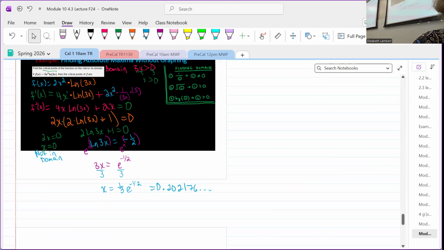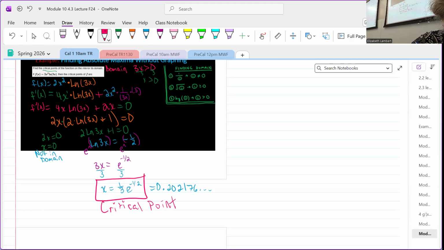So the critical point, the only critical point we get, is that weird number. So even though it looks like x equals 0 was a critical point, 0 is outside the domain. So that is not part of our answer. Our answer is only that weird number.